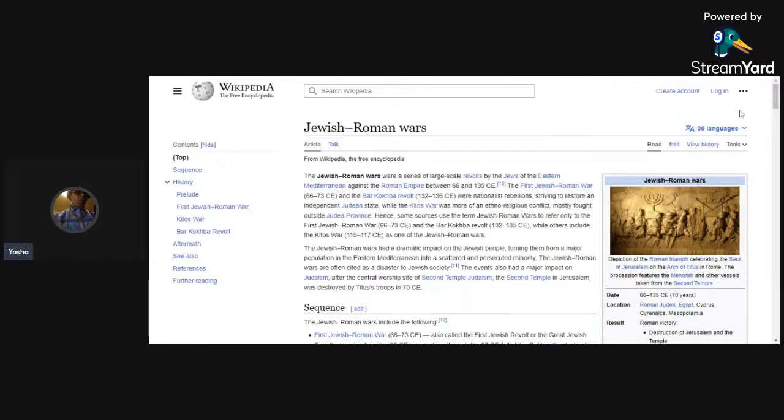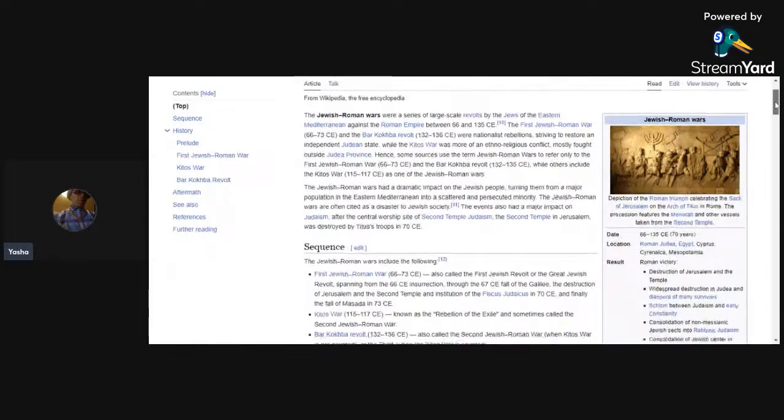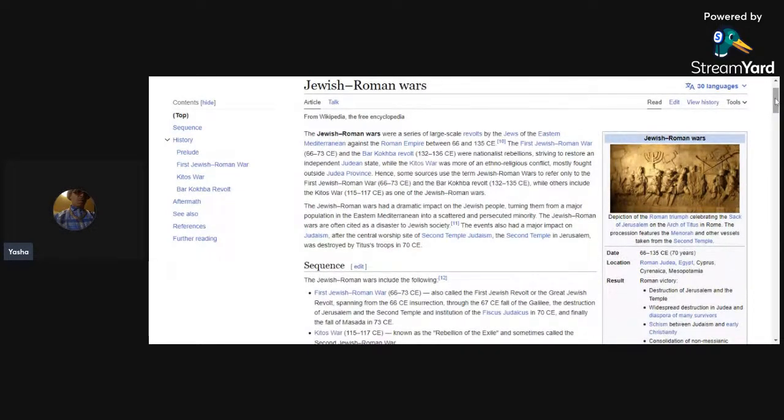When you read, you don't have to read much. All you have to do is pretty much read the first paragraph. The first paragraph will pretty much let you know everything that you need to know. The details come after that. It's called the main idea. So let's read and look into the main idea of what the Jewish-Roman Wars are.